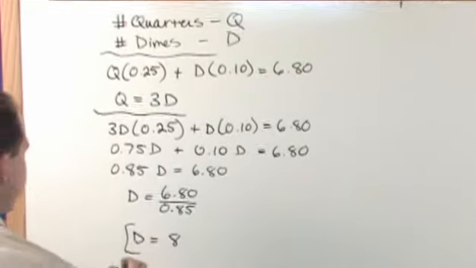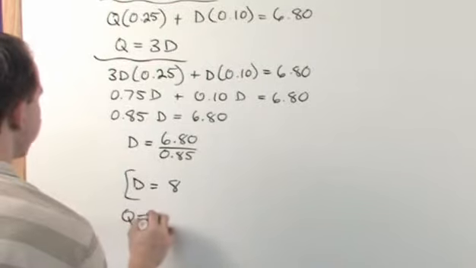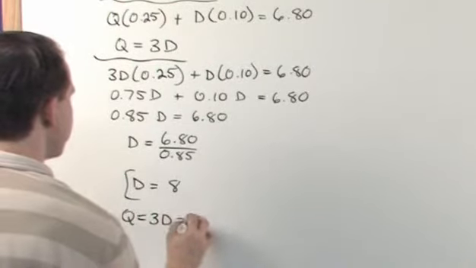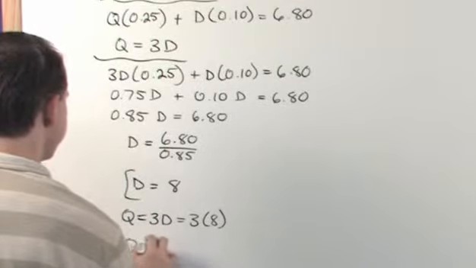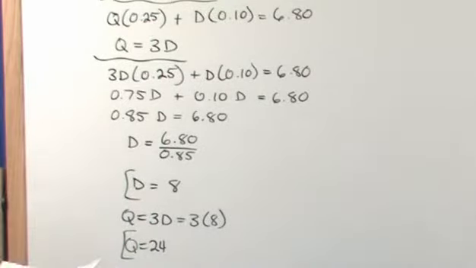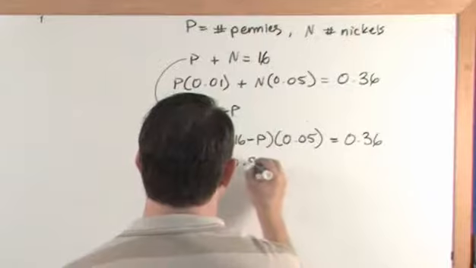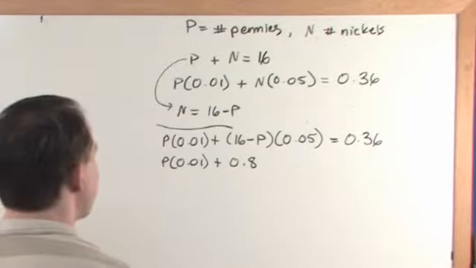And to find the number of quarters, you just use the other equation. Number of quarters is 3 times the number of dimes, which is 3 times 8. So the number of quarters you have is 24. Okay, 24. So it's 0.8, okay? You can do that in your calculator or by hand.